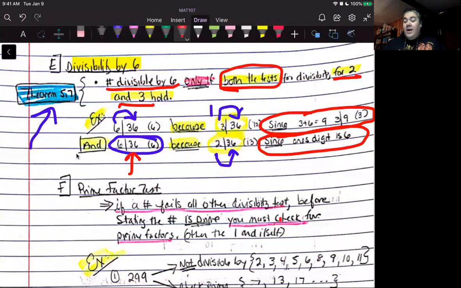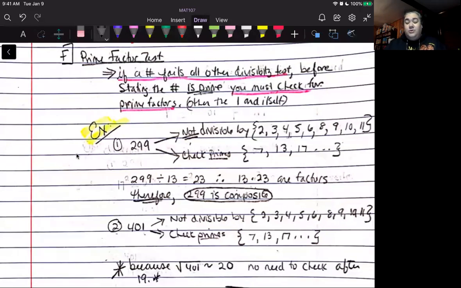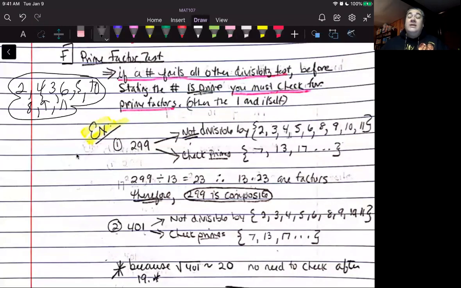Now, what happens if you've tested for all these numbers? Because at this point, we now can test for 2, 4, 3, 6, 5, 10, 8, 9, and 11, right? These are all the numbers that we can test for. So, let's say that you have a number and you test for all of these and it does not pass any of those tests. Does that mean that you're looking at a prime number? Not necessarily. You have to also do the prime factor test.